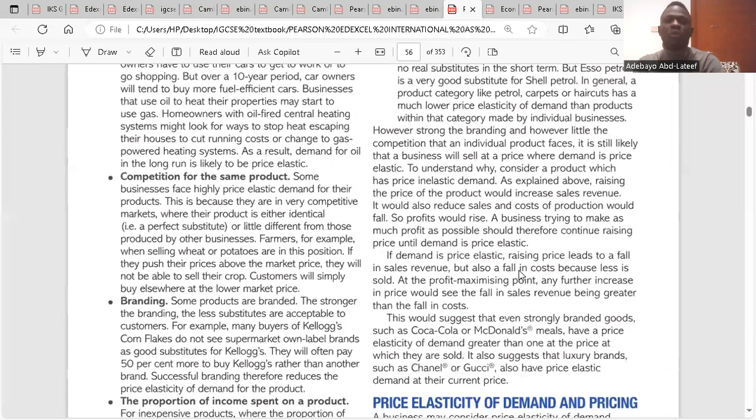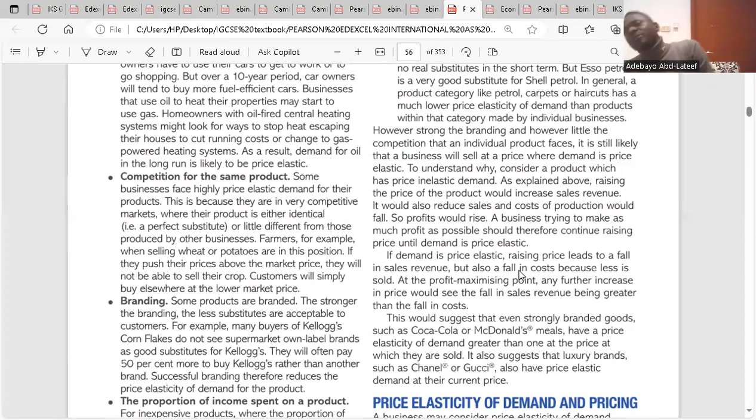Then we go to competition for the same product. Some businesses face highly price elastic demand for their products. This is because they are in a very competitive market where their product is either identical or a little different from those produced by other businesses. Farmers, for example, when selling wheat or potatoes are in this position. If they push their prices above the market price, they will not be able to sell their crop. Customers will simply buy elsewhere at the lower market price.